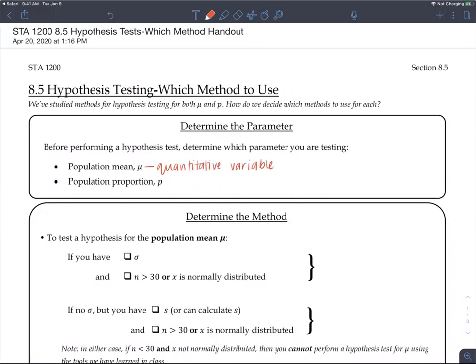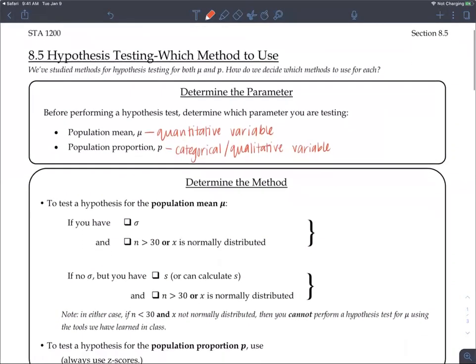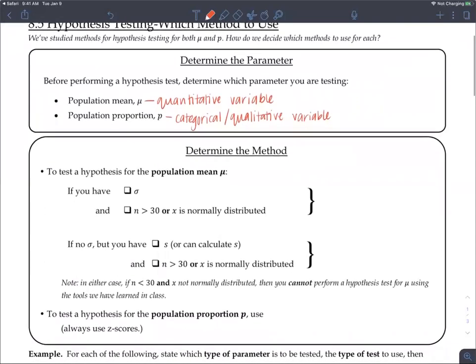And then anytime you're dealing with a proportion, you have either a categorical or qualitative variable. Specifically, a discrete binomial variable, but that's fine. You can just say it's categorical. And so here are the two things, there's three things here that you could do, right?